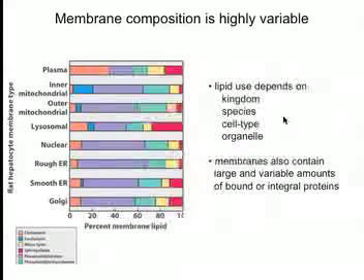We'll see not only do these lipids depend on cellular type or even organelle, but also on where we are in the taxonomy of the organism of life. There is also a variable amount of bound or integral proteins, and we'll see that that variable amount of associated protein can in fact depend on the lipid composition of that membrane. So we'll see that the membrane composition drives the membrane organization.